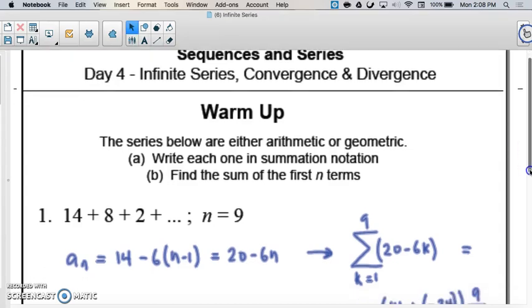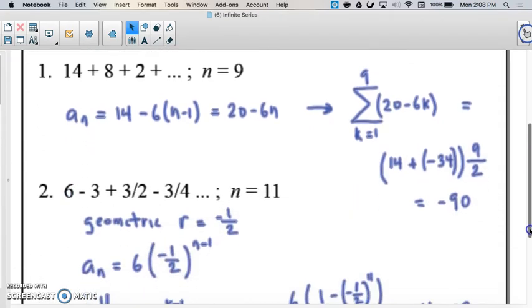All right, hopefully at this point you've gone through the warm-up. Here is the work that should have happened. Keep in mind we're using the formulas that we've used the past few days.